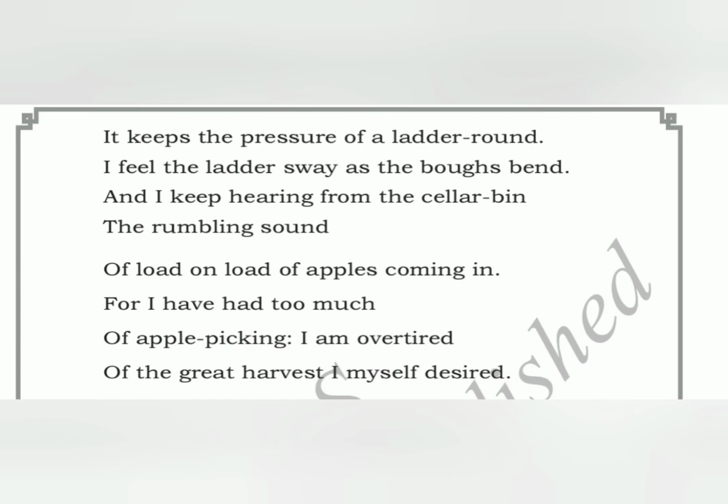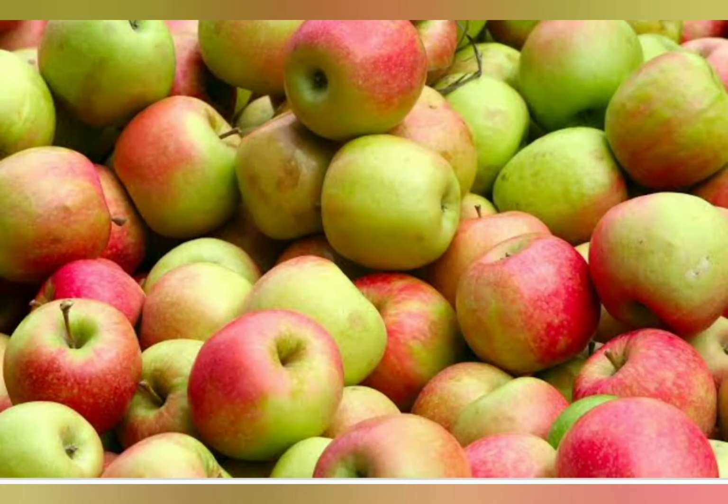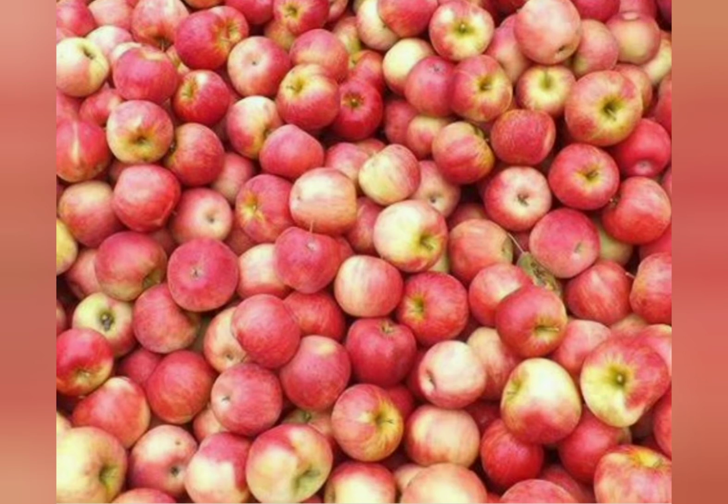Moving on to the next three lines. "And I keep hearing from the cellar bin the rumbling sound of load on load of apples coming in." Here, cellar bin refers to the godown where the apples are stored after plucking. So, we can notice that the apples which are plucked are being kept in the godown where they pour the next lot of apples, and the sound which we can hear while pouring is referred to as the rumbling sound.